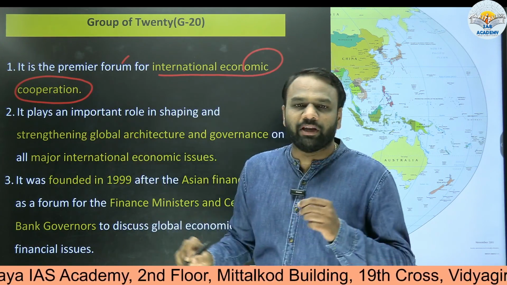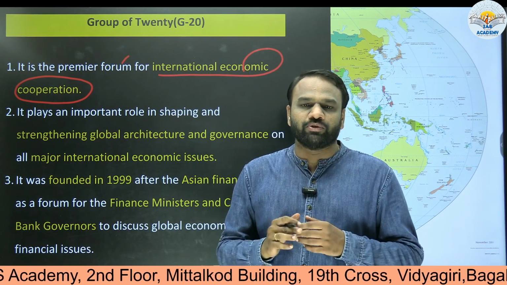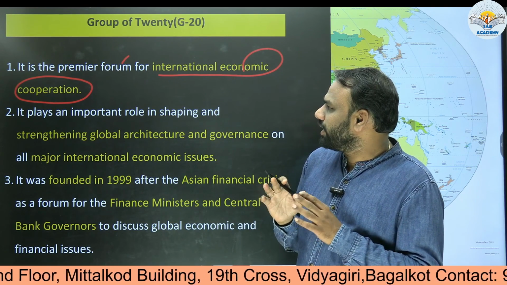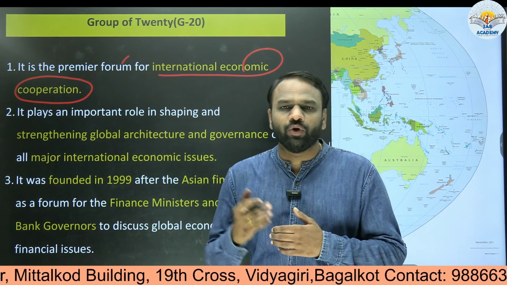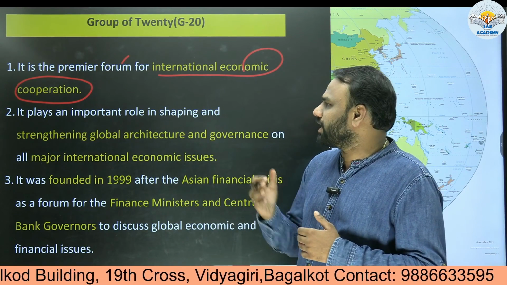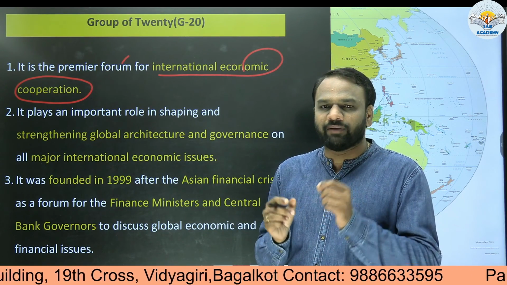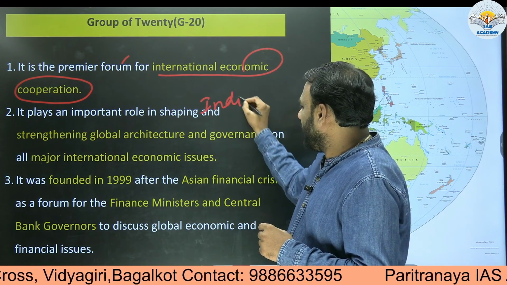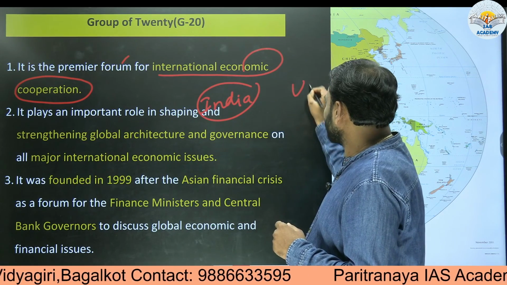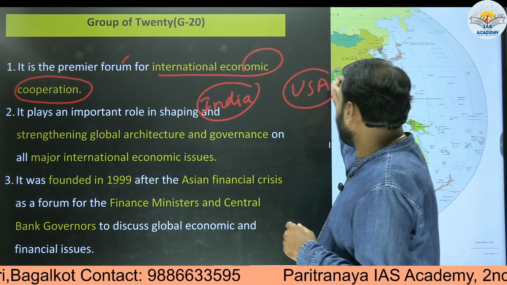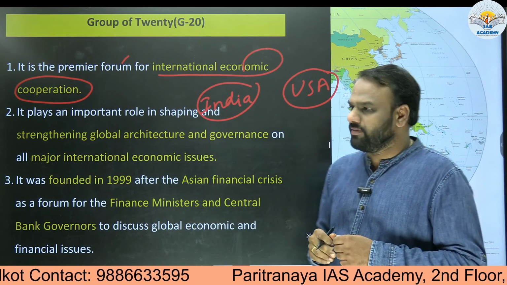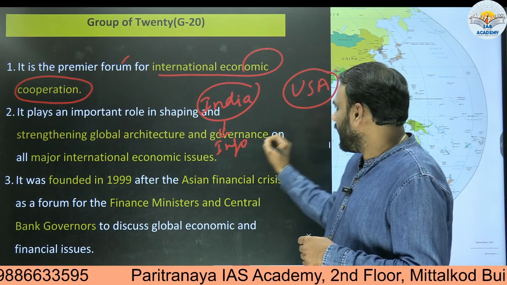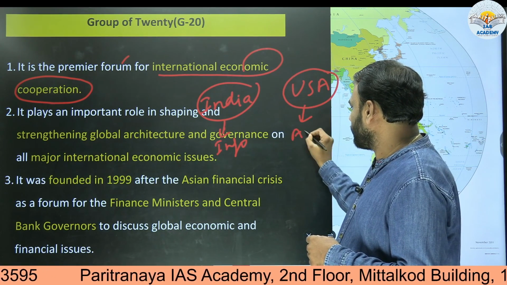We already know the meaning of premier. Premier indicates supreme, so one of the supreme organizations involved in setting the standards for international economic cooperation. So what do we understand by international economic cooperation? Let us try to connect with the help of an example. Let us consider India and USA, where economic cooperation is required. Take the Indian company Infosys and the American company Amazon.